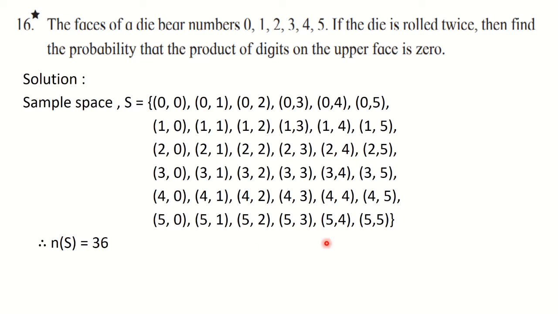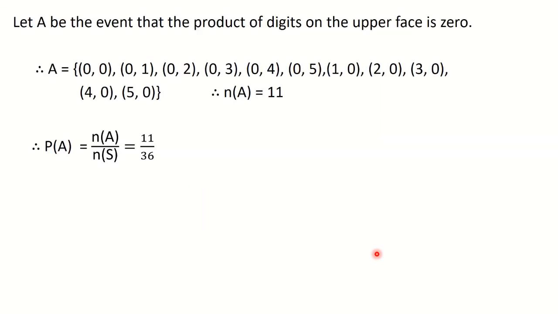Okay, so let us take the event A so that the product of the digits on the upper face is 0, and write down all the sample points. So 6 sample points here from the first row and remaining 5 from the first column. So we have n of A as 11, and therefore P of A is equal to n of A upon n of S, that is 11 upon 36. So this was also simple, only the thing was the numbers on the die were different, that is why it was star marked.